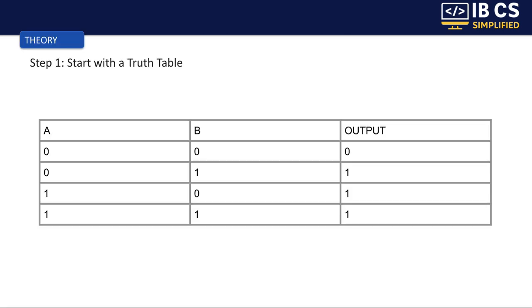So we start off with the truth table. The truth table tells us the output of every possible combination of our inputs. I would assume you've seen this before if you are studying IB Computer Science. Our job is to transfer these outputs into a K-map.